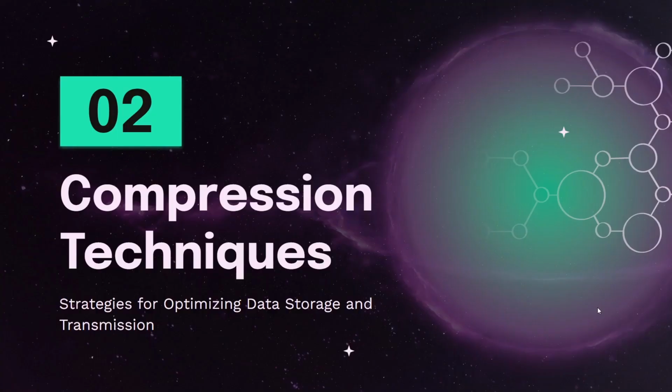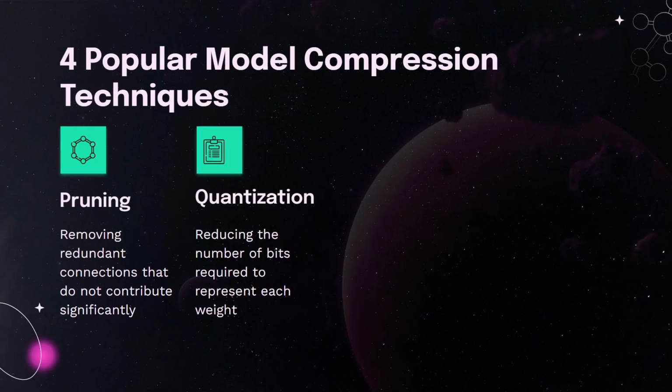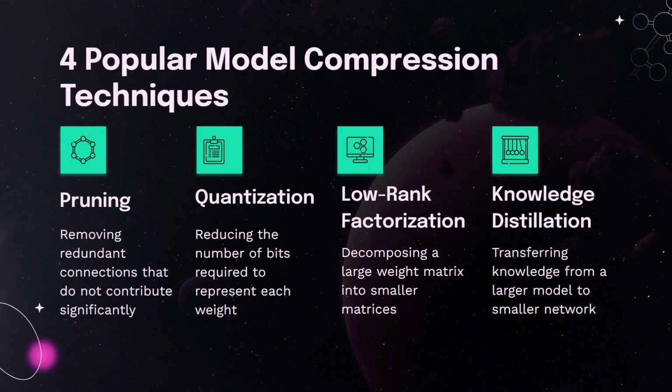In this section, we will cover various widely used model compression techniques. Here are the four most popular model compression techniques. First is pruning, where we remove redundant connections that do not contribute significantly to the model's performance. The following technique is quantization, where we reduce the number of bits required to represent each weight. The following technique is low rank factorization, where we decompose a large weight matrix into smaller matrices, reducing the computations. Last, we have knowledge distillation, which transfers knowledge from a more extensive network to a smaller one. Let us explore these techniques in detail.